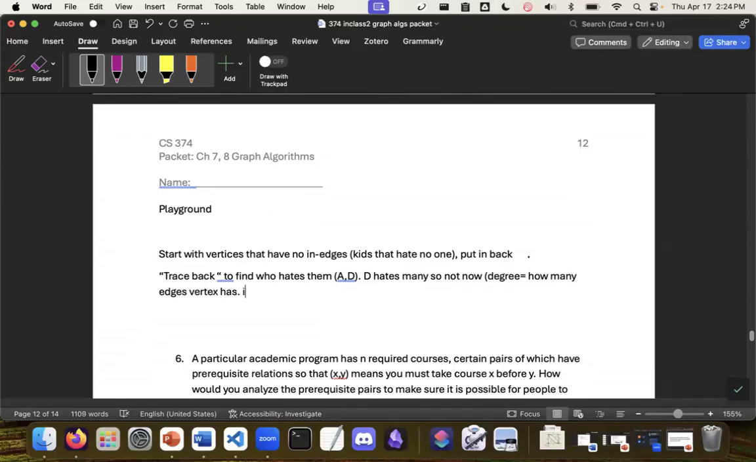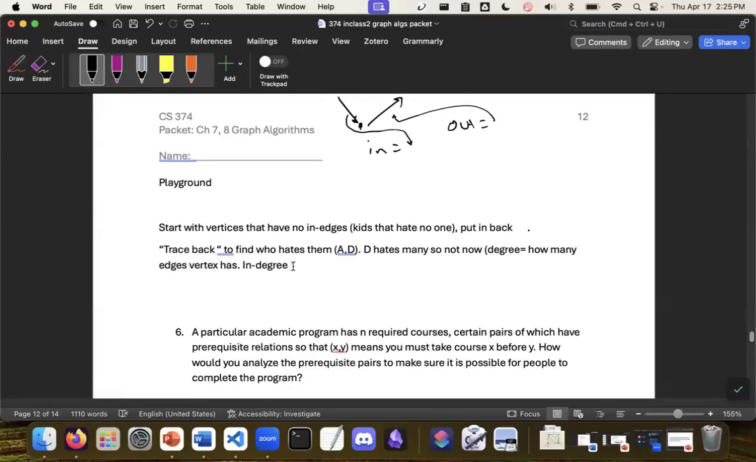Specifically for directed graphs, the in degree is, so let's actually draw that. So the in degree is that one. The out degree is the number of edges that are leaving that vertex. In degree, number of edges coming in, out degree, number of edges going out. So maybe prioritize vertices with lower out degree.